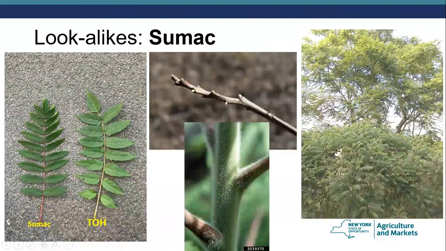Its number one lookalike would be sumac, which will grow right beside Tree of Heaven in the same disturbed, poor soils. Picture all the way on the right. In the foreground is sumac on the bottom of the photo, and then behind it, towering above it, is Tree of Heaven, which can get a lot taller than smaller sumac trees. Sumac will never get as tall as a Tree of Heaven tree can get.